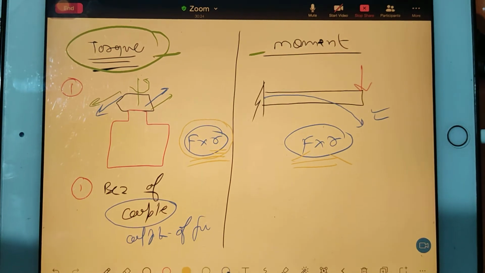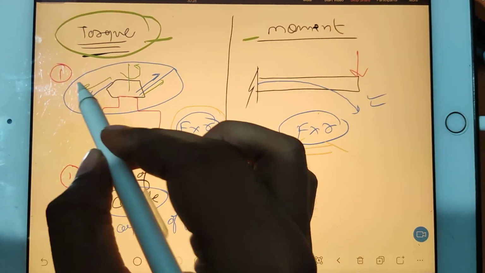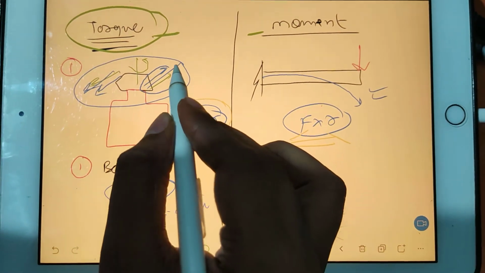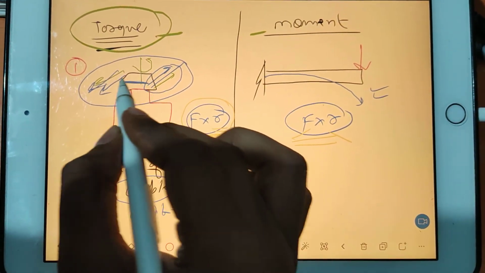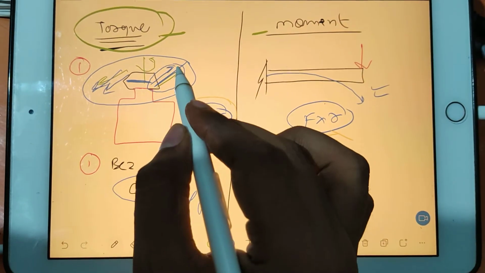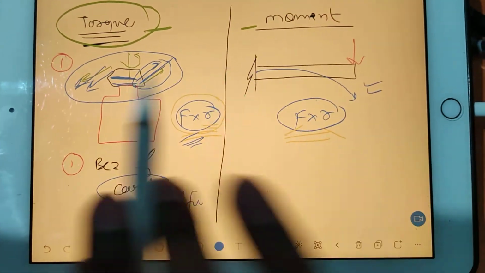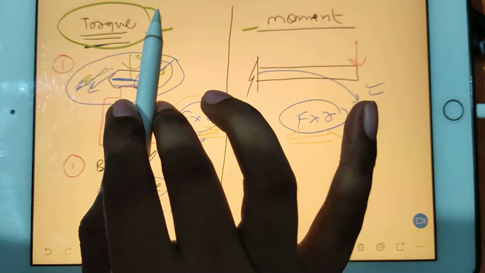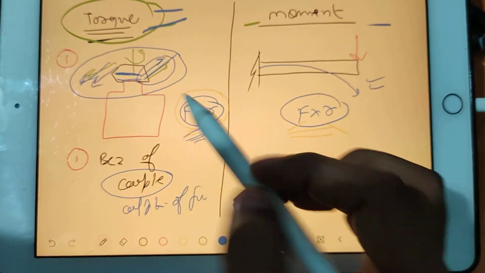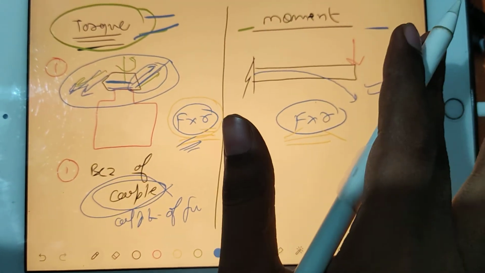So when you are finding out torque, you have two forces, and you take any one force and the gap between them. That will give you torque. I hope the physical feeling is different. I hope you understood. Torque and moment, they both are different. In case of torque, the couple is important. But in case of moment, only one force and one distance is important.